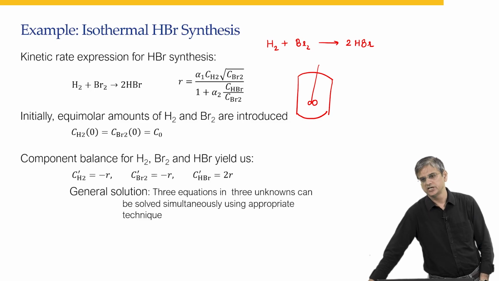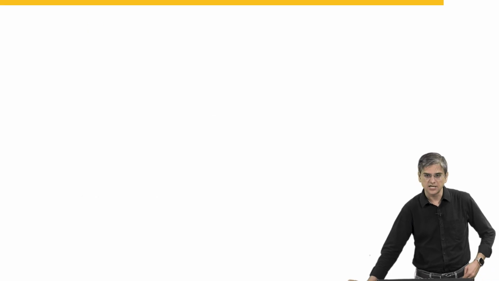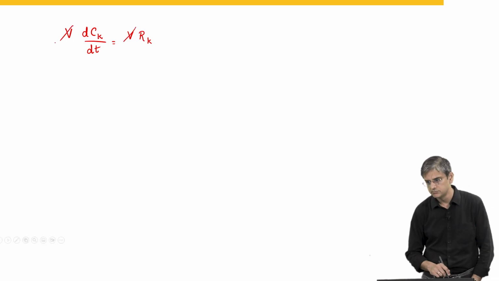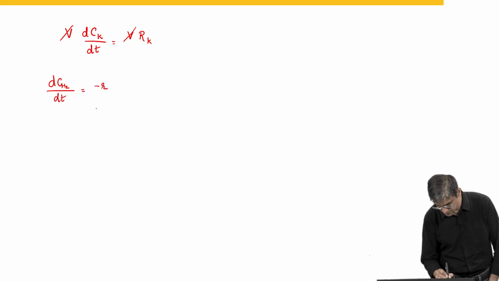Okay. So essentially the way we will solve any problem like this is there are 3 species, so you can write up to 3 equations. Okay. So, we have said that this is a batch reactor and isothermal. So, we will have V dCH2 by dt equal to minus RV, and V will get cancelled. Okay. So, you are basically going to have dCH2 by dt equal to minus R.